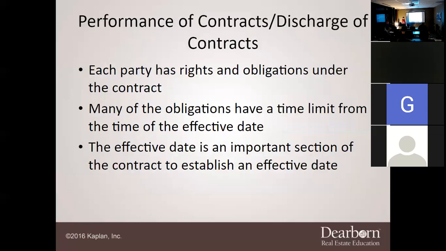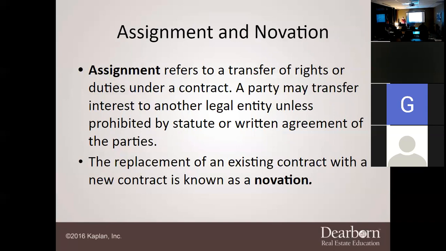Now, getting back to the same situation, going back to assignments and novations. Assignments and novations refer to a transfer of rights or duties under a contract. A buyer may transfer interest to another legal entity unless it's prohibited by statute, or it is going to be written through an assignment of the parties. What I'm talking about here is we want to make certain that when you are assigning any rights, no matter what they are, those rights are stipulated.